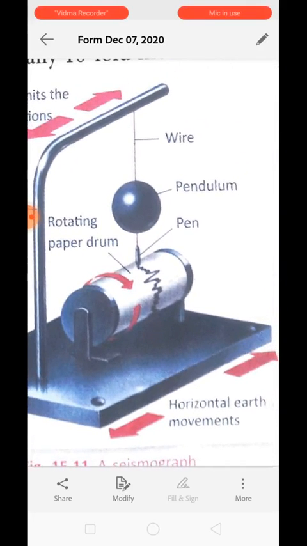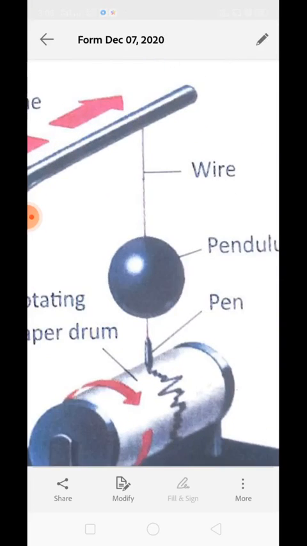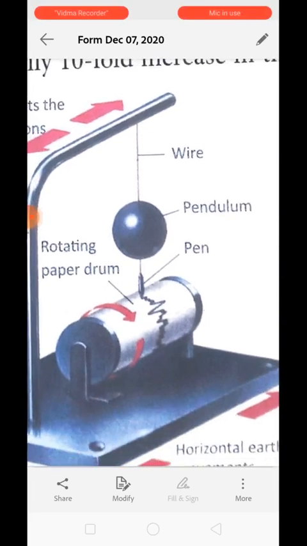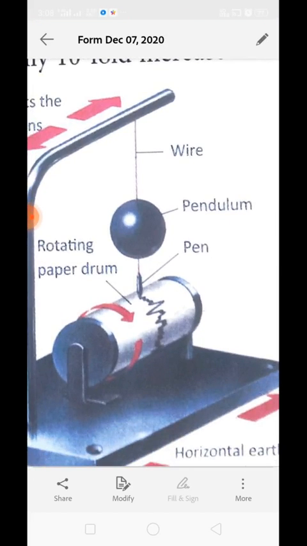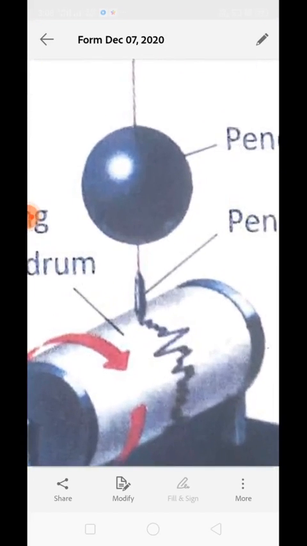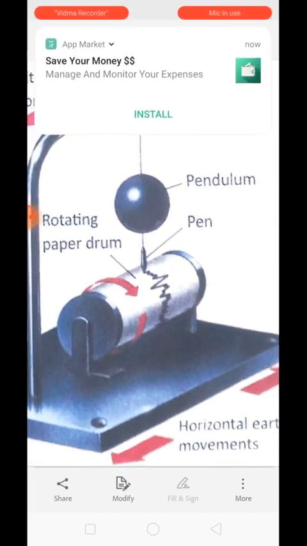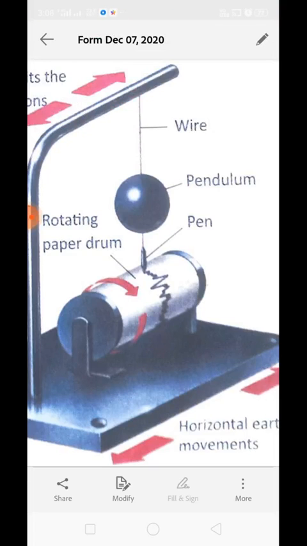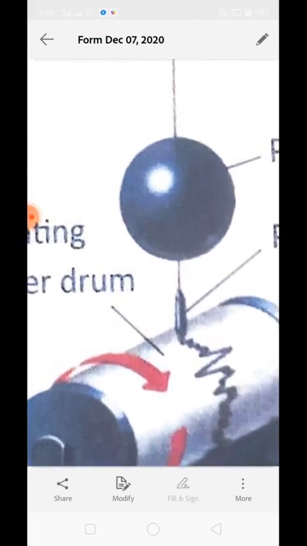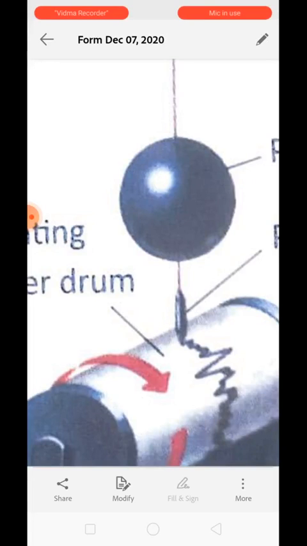A seismograph is a rod or pendulum suspended from a stand. You can see a rod of pendulum which is suspended from a stand whose lower end is attached with a pen. When the earthquake occurs, the rod or the pendulum vibrates, so does the pen. As the pendulum is vibrating, the pen also gets vibrated due to the seismic waves of the earthquake.